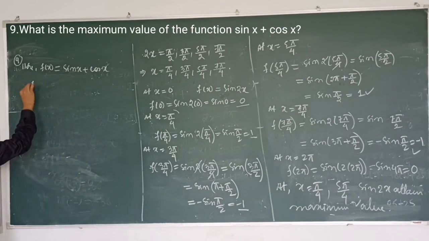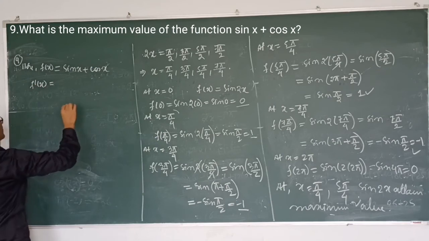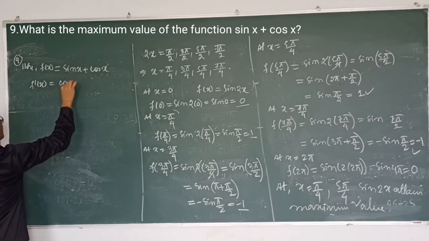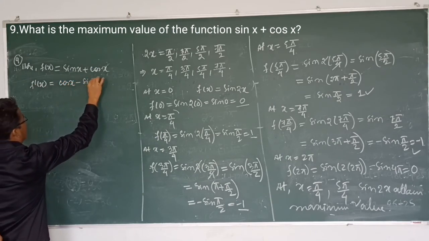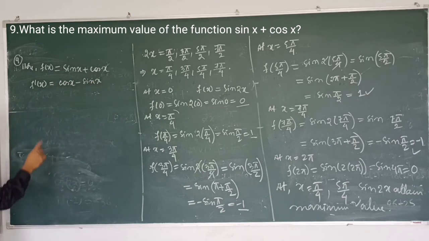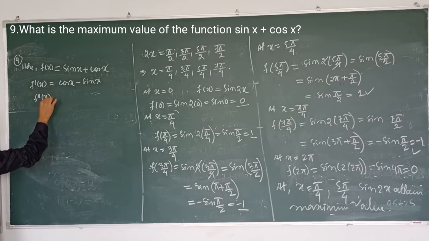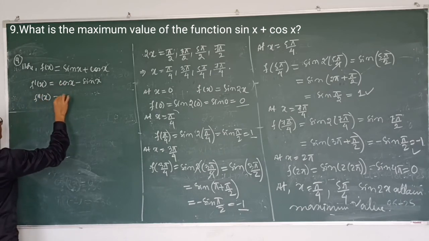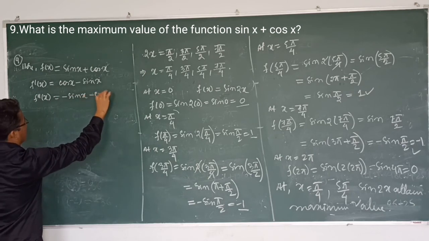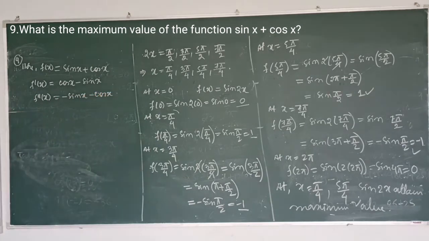So what can we do? We do like this: f dash x is equal to cos x minus sin x. We solved this type of question earlier also. So f double dash x, if you do this, will become minus sin x minus cos x.